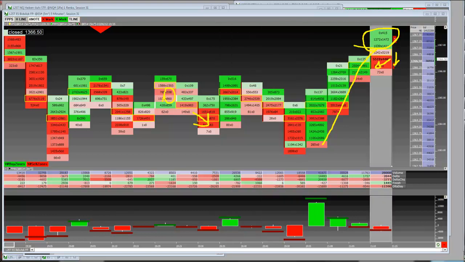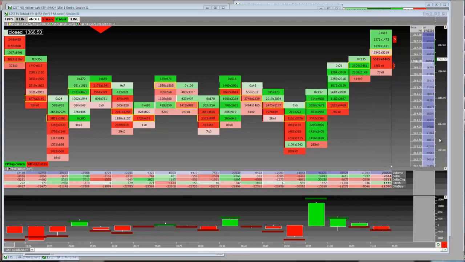Right. Any questions about that stuff, guys? Any questions about the footprints? I'm just going to grab myself a quick glass of water. Right, okay guys, so no questions about the footprints?